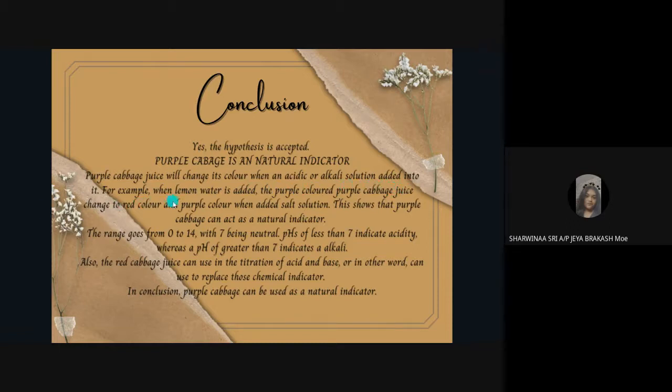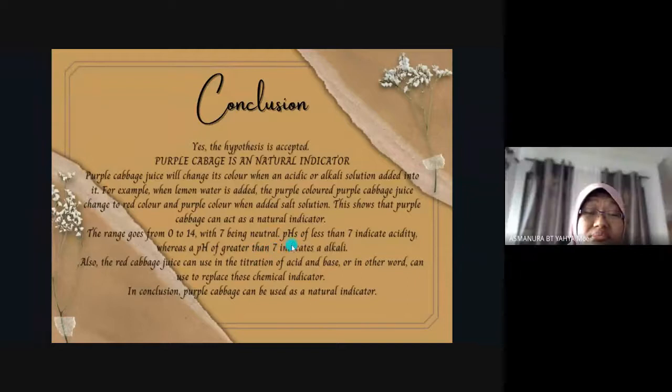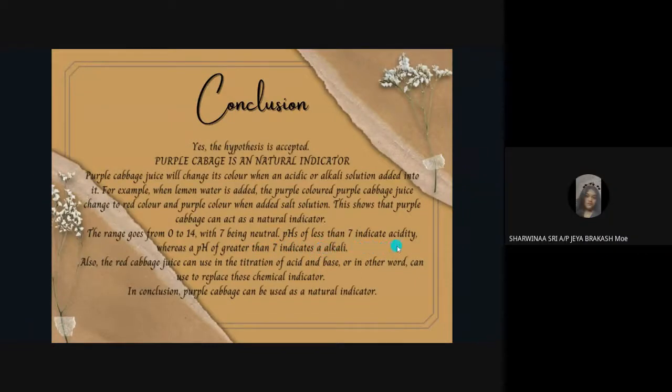For example, when lemon water is added, the purple cabbage juice changes to red color, and purple color when added to salt solution. This shows that purple cabbage can act as a natural indicator. The range goes from 0 to 14, with 7 being neutral. pHs of less than 7 indicate acidity, whereas a pH of greater than 7 indicates an alkali.